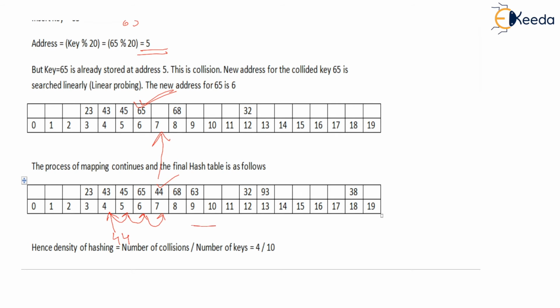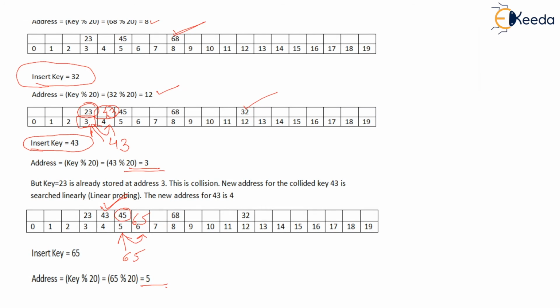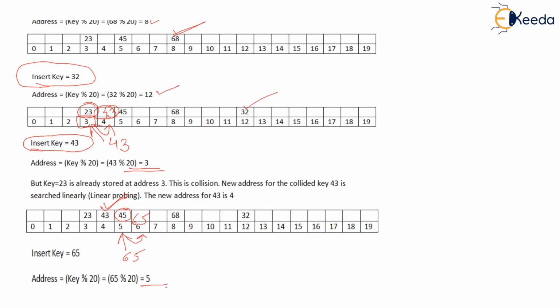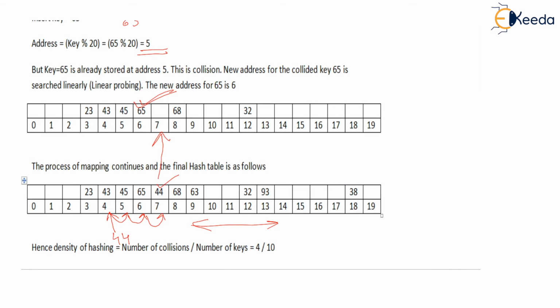Now, after 44, I don't remember the keys. After 44, we had 93 and 38. Then 93, as you see, went to the 13th address and there was no collision. I hope you are understanding. So the number of collisions, if you complete this exercise, was 4. 4 keys collided. Just check on your own. And there were 10 keys.